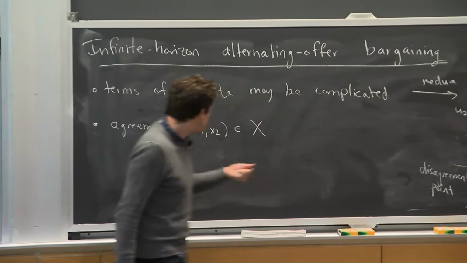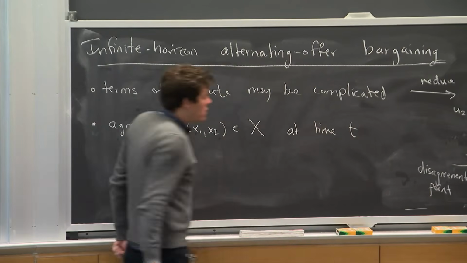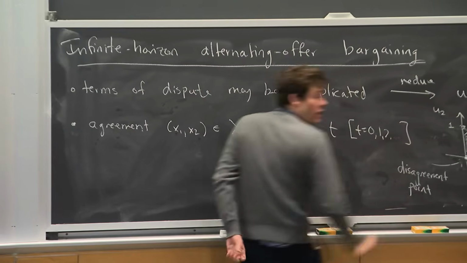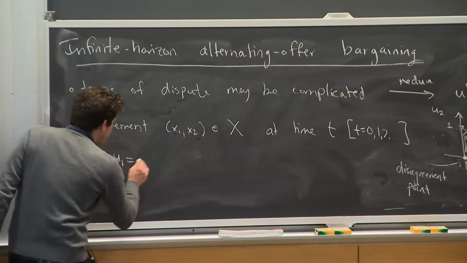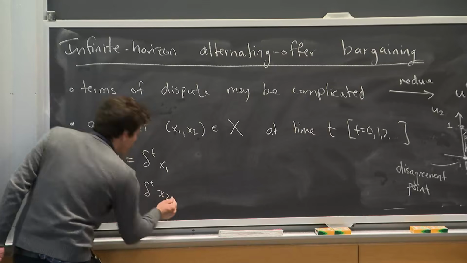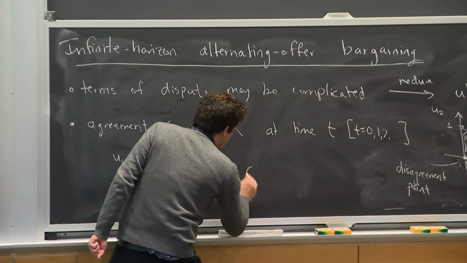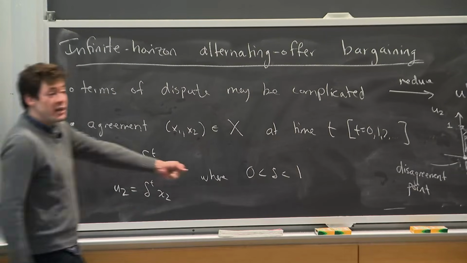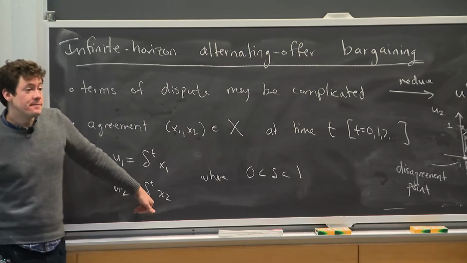Delay is costly, right? So suppose we reach an agreement here at time t, where t is going to go 0, 1, 2, on forever. Then the utilities are going to be, well, player 1 gets utility delta to the t x1, and player 2 gets utility delta to the t x2. And here, 0 is less than delta is less than 1. So this is just like we had before. We have a discount factor delta. The later on that we reach an agreement, the less utility each of us gets.